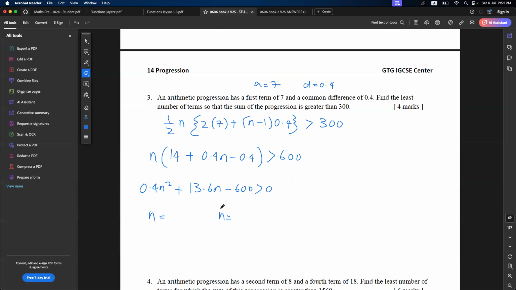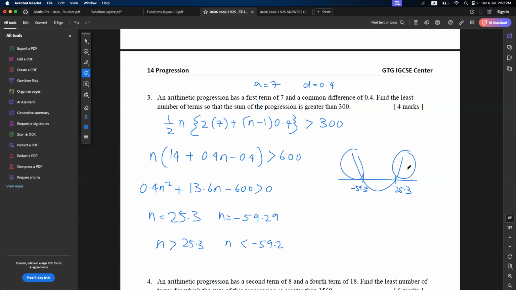The roots are 25.3 and the second one is negative 59.29. So you see, if I sketch this out, this is a quadratic, right? I have here negative 59.3 and here 25.3, greater than 0. So as my final answer, n must be either greater than 25.3 or n must be less than negative 59.3. Greater than 0, so it's this part and this part, right?